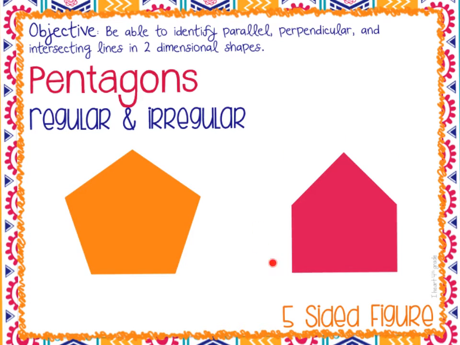But when I look at the irregular pentagon, yes, it still has five vertices. But when I look at the corners, I see two square corners. So I have two sets of perpendicular lines. Do I have any sets of parallel lines? Yes, I have a set of parallel lines right here. So unlike the regular pentagon, which doesn't have any perpendicular lines and doesn't have any parallel lines, this irregular one does. So you'll have to pay attention to the vertices.